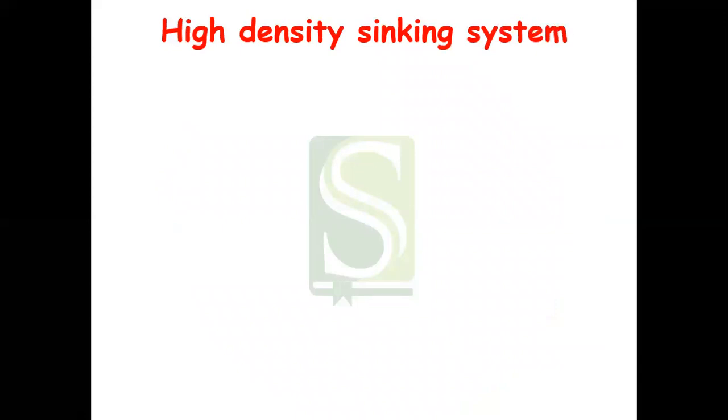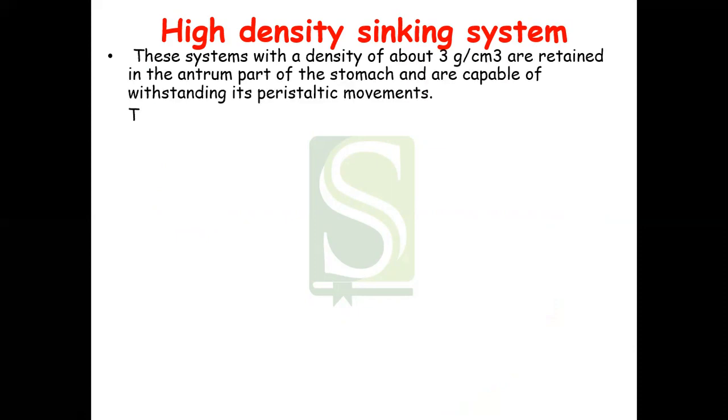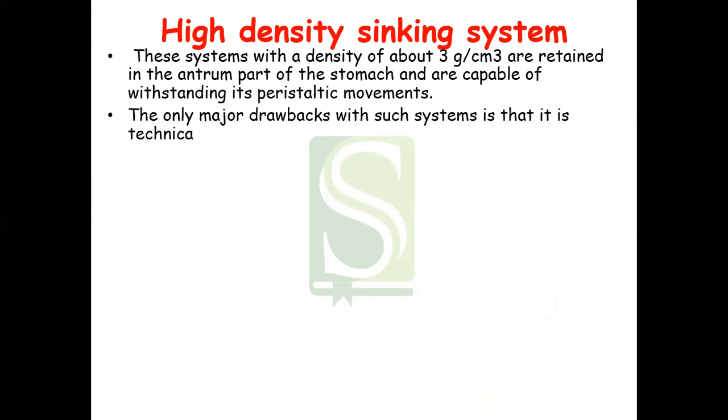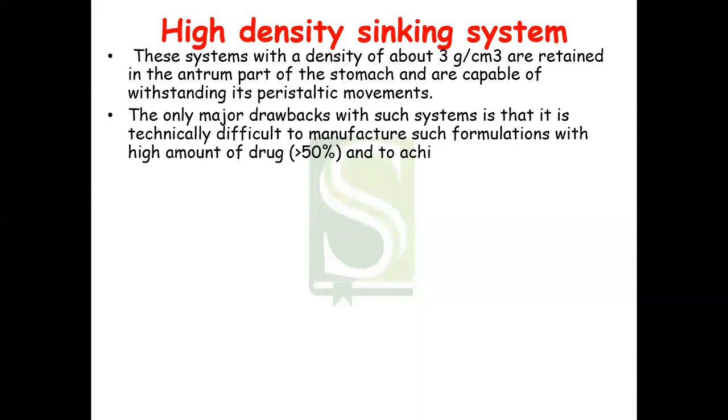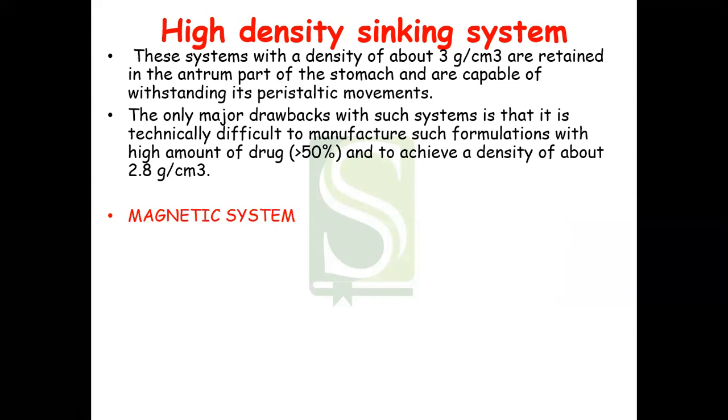The next approach is the high density sinking system. These systems have a density of about 3 grams per centimeter cube, and they are retained in the lower part of the stomach and are capable of withstanding its peristaltic movements. The only major drawback with such systems is that it is technically difficult to manufacture such formulations with a high amount of drug and to achieve a density of about 2.8 grams per centimeter cube.